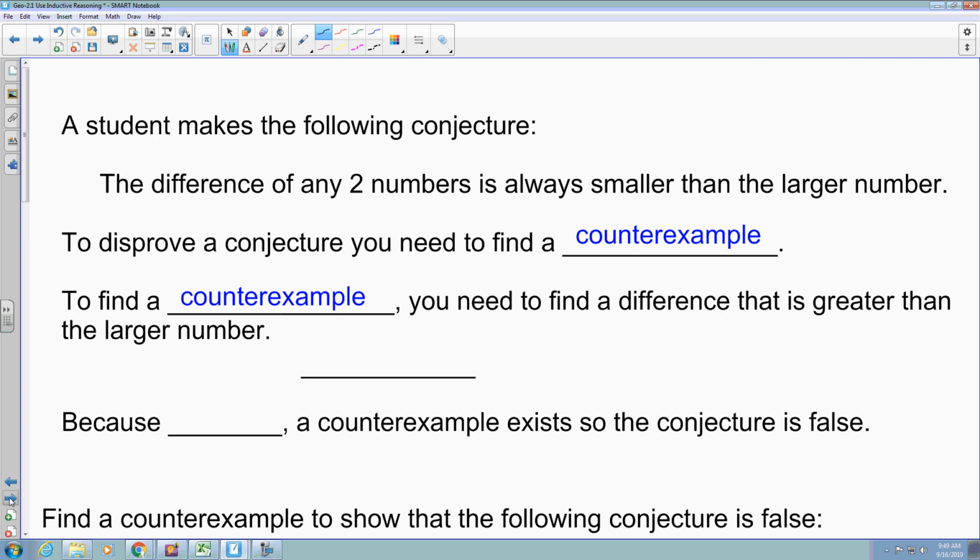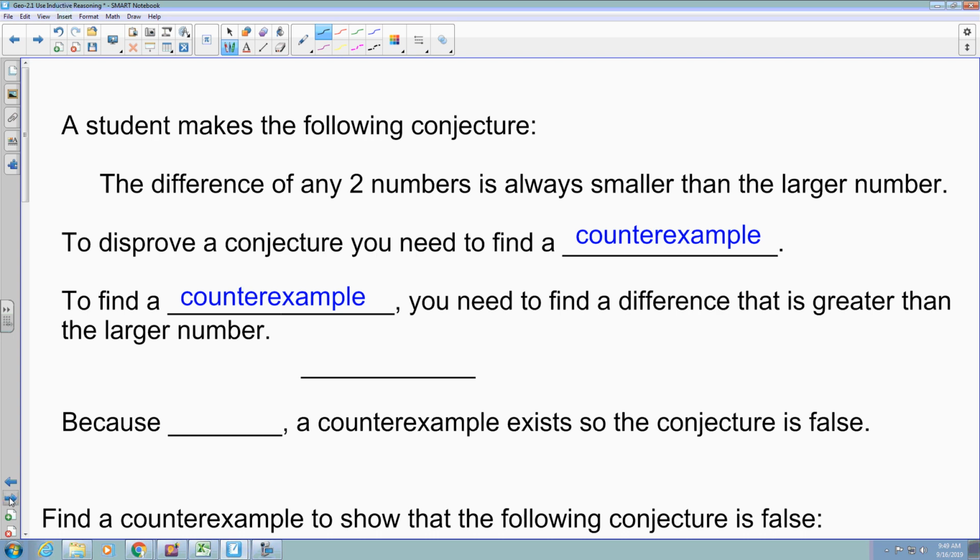Here, it says a student makes the following conjecture. It says the difference of any two numbers is always smaller than the larger number. All right, there's some conjectures that can be disproved. Anytime you disprove a conjecture, you need a counterexample. To find a counterexample, you need to find a difference that is greater than the larger number.